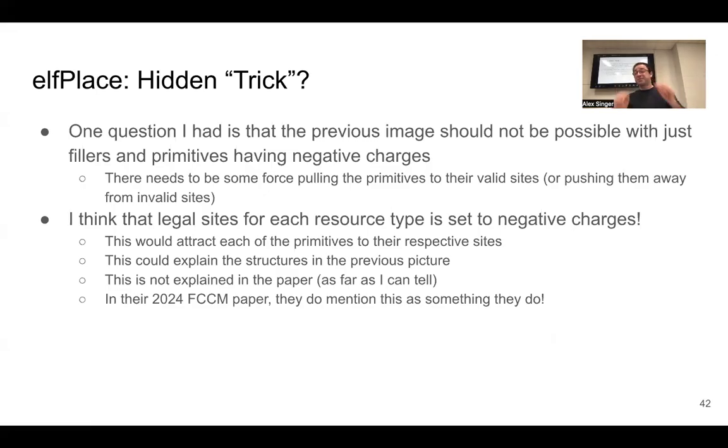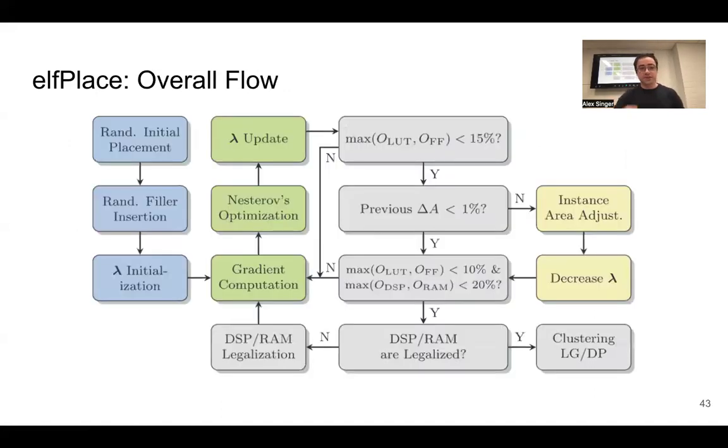I did go through the DREAMPlace FPGA code. It was too big. I didn't have time. So I just thought it was interesting. Also, these are the little tricks that analytic placers sometimes have to use, because heterogeneity is a really hard problem to deal with. I think assigning these to positive charges is a really natural way of getting an attraction to valid site regions. So this is the overall flow of elfPlace.